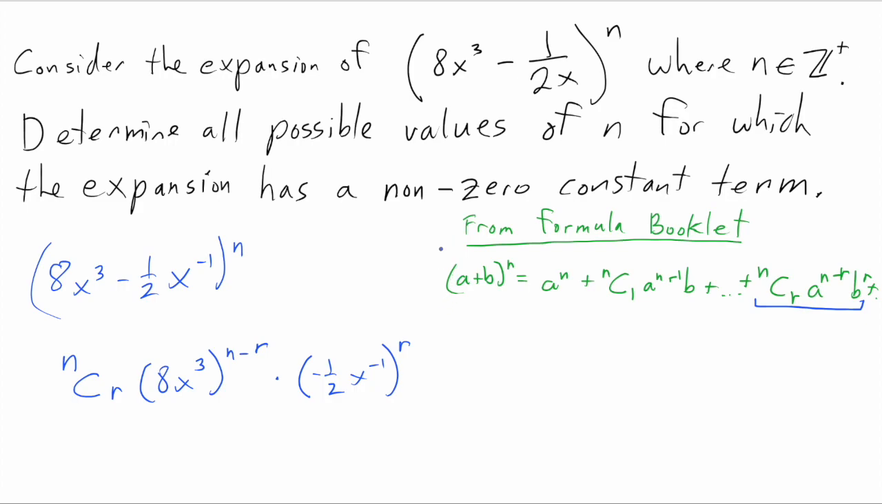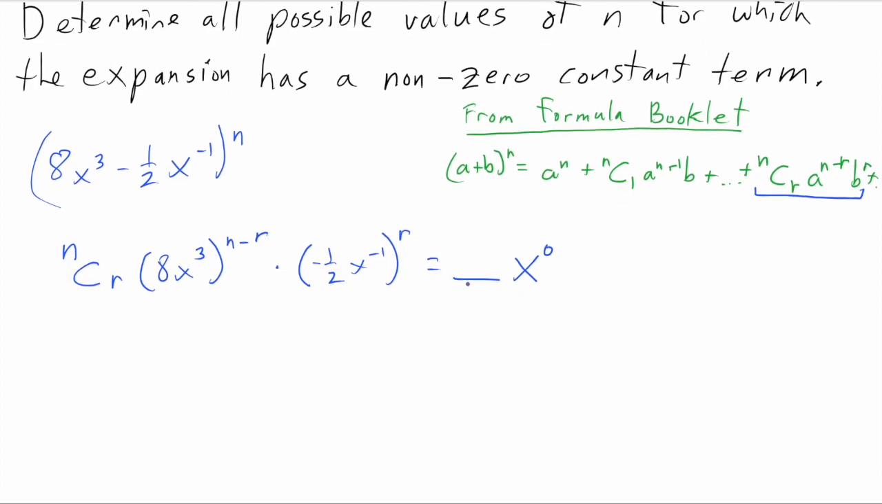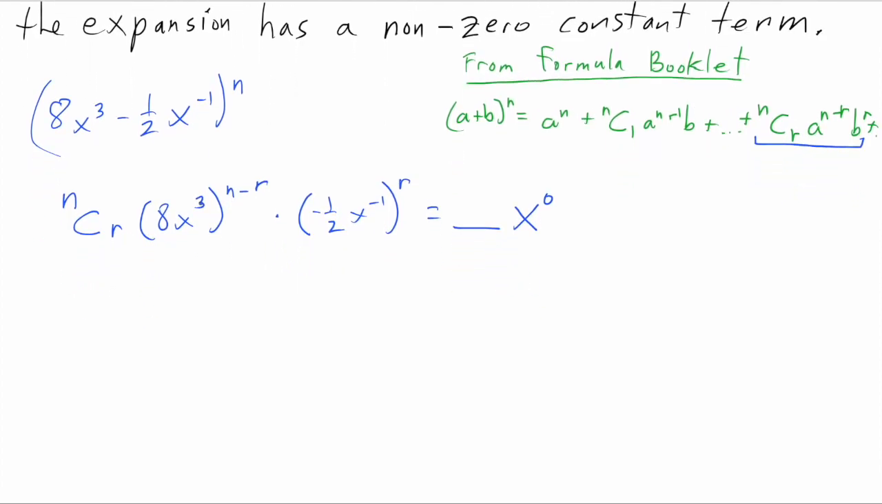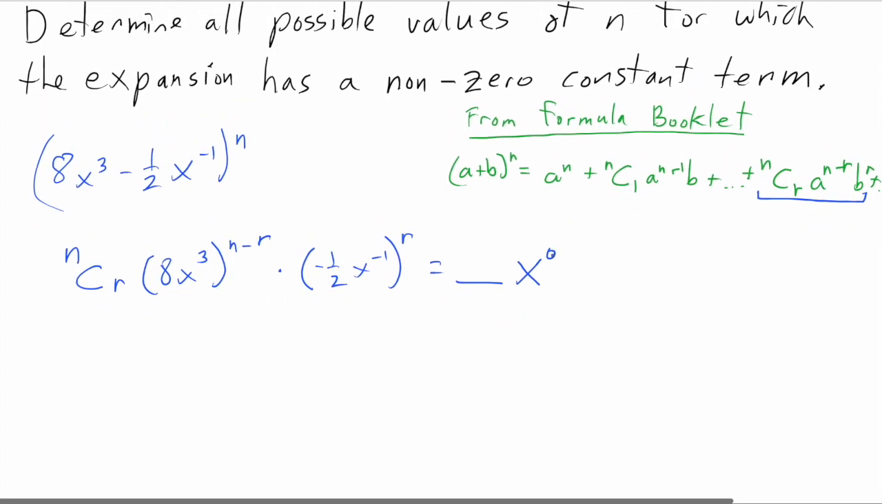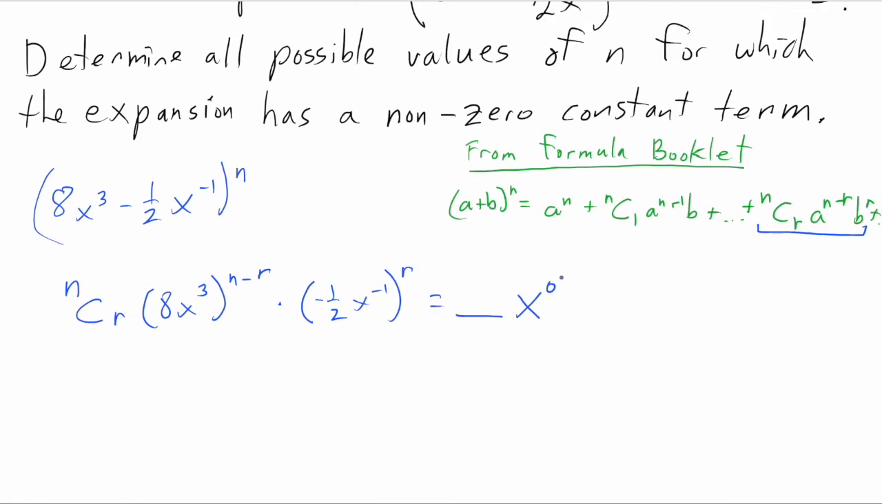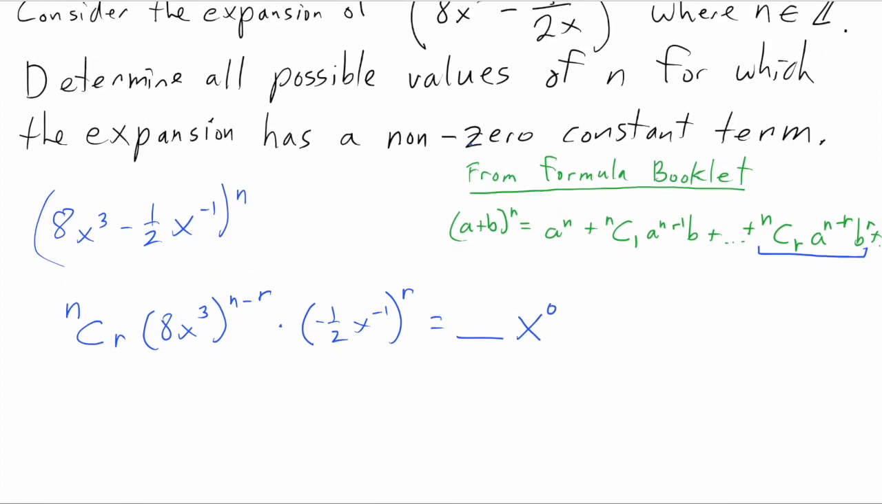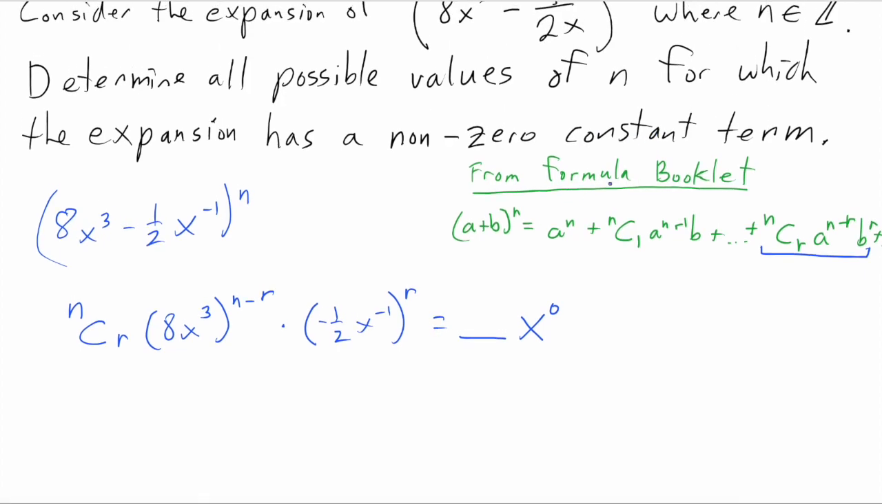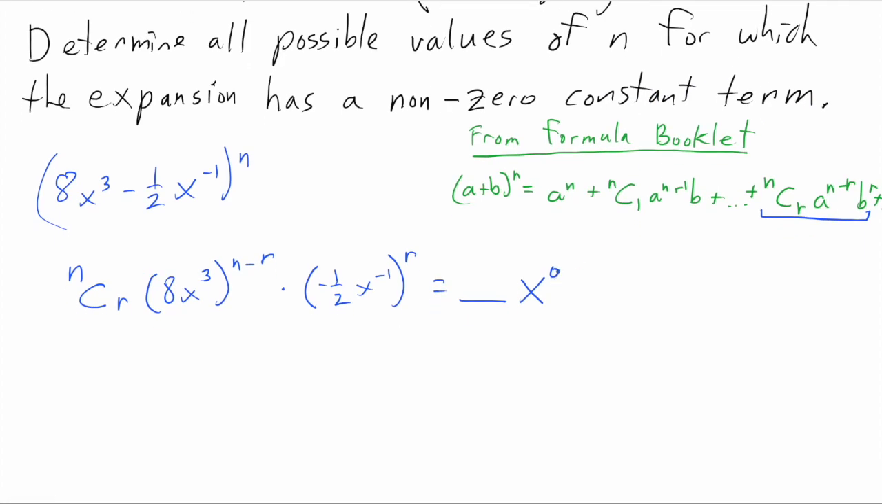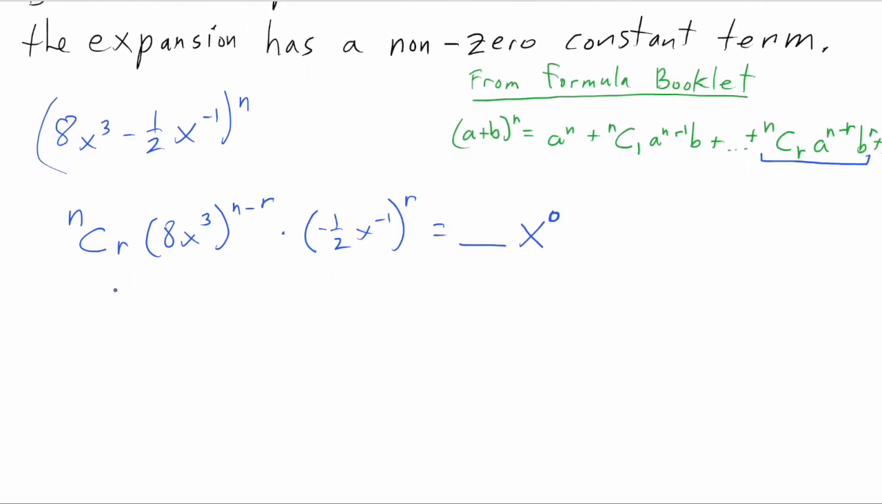Okay, we want a constant term, so we don't care about the coefficient, but we want the power of x to be 0, right? Put a blank here on a, it doesn't really matter, but basically the exponent has to be 0 for it to be a non-zero constant term. Okay, for it to be a constant term. So let's figure this out.